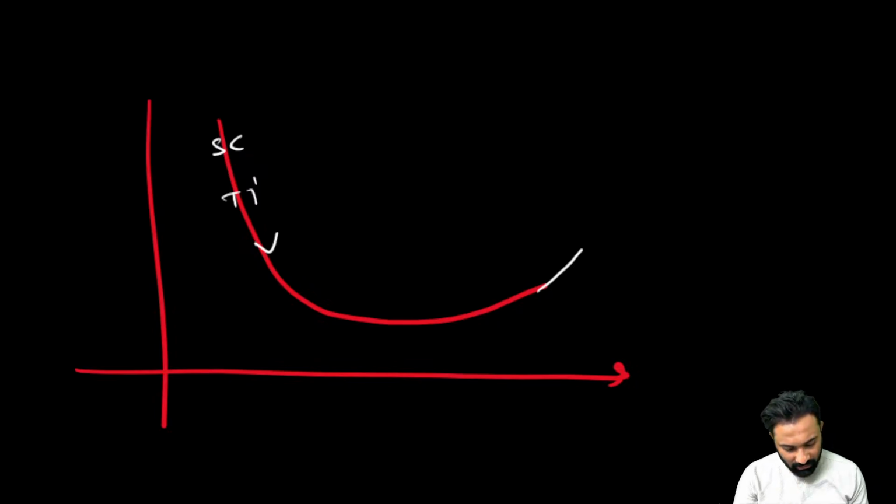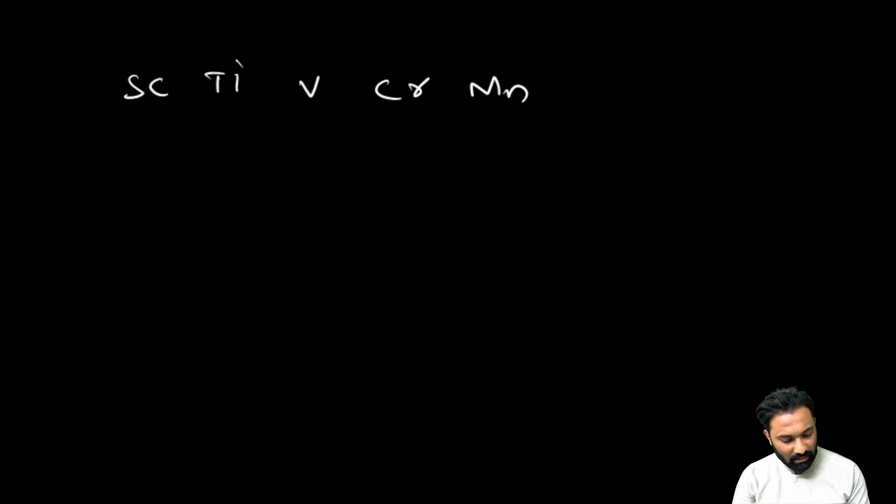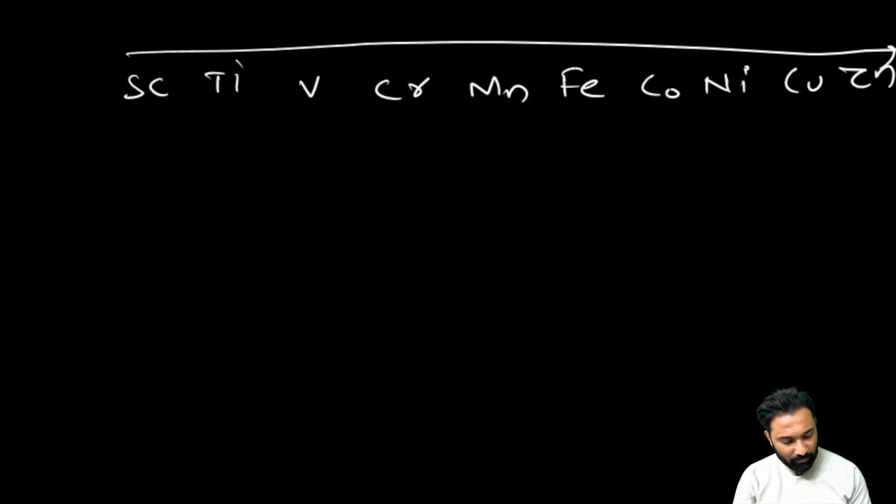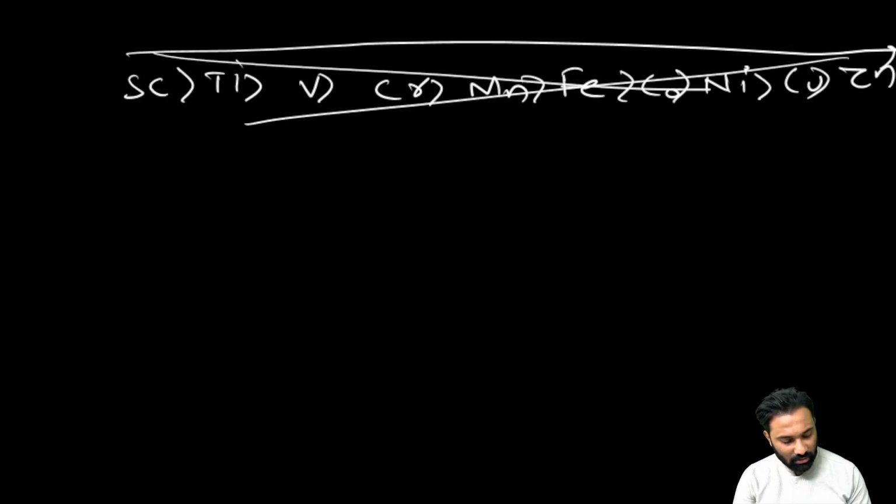Right? Now, for the d block elements: scandium, titanium, vanadium, chromium, manganese, iron, cobalt, nickel, copper and zinc. This is left to right. If you go across, we used to think that size decreases according to our trend, but actually this is wrong. Why is this wrong?